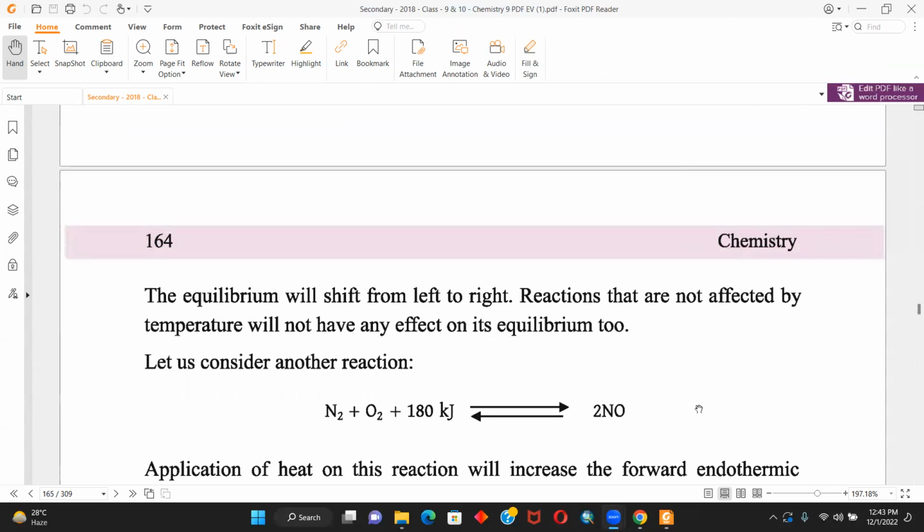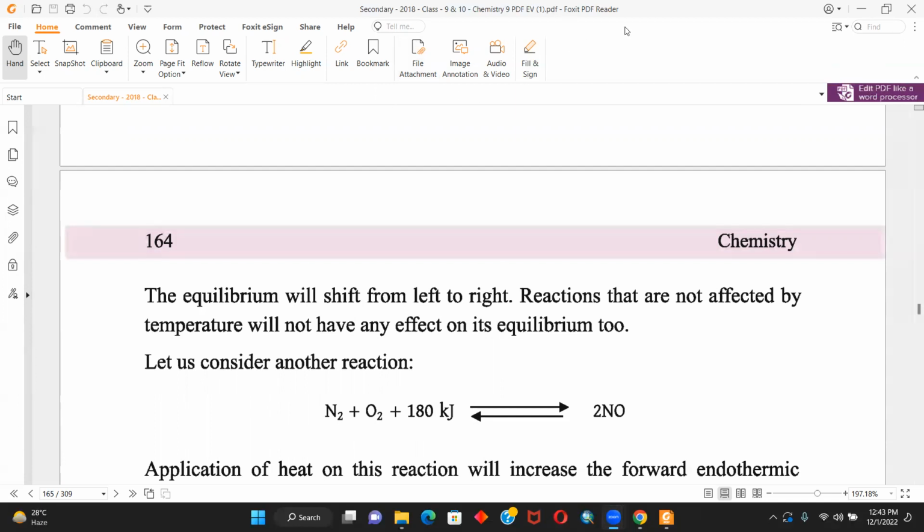So see, the forward part here is endothermic, right? Because if you take this 180 kilojoule to the right side, it will be minus 180 kilojoule. That means that heat is being absorbed. Okay, understanding my point? Okay. Another thing, let me mention.